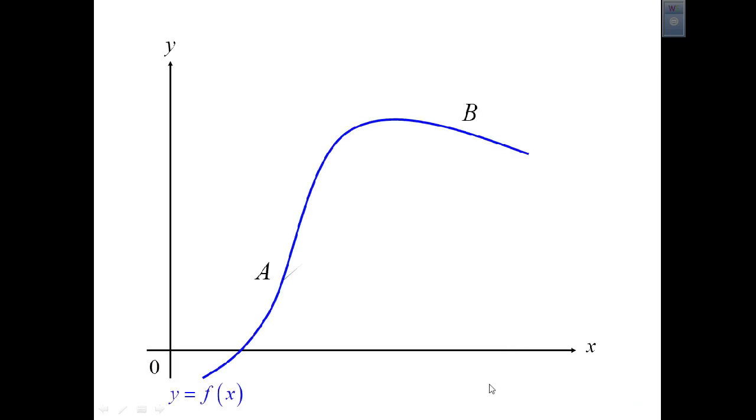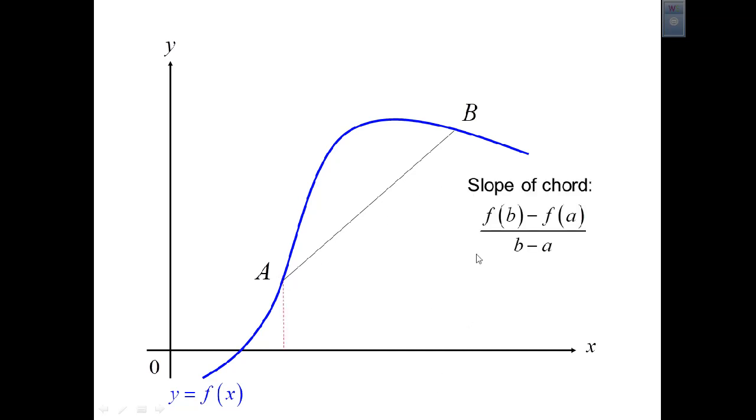So for instance, let's say we have our function here and we've got a here and b there. The slope of this chord or this secant line right here is f of b minus f of a over b minus a. F of b is the y value here at b. F of a is the y value here at point A. And then b minus a, of course, is self-explanatory. Nothing more than y2 minus y1 over x2 minus x1.